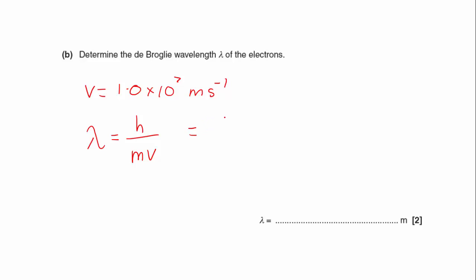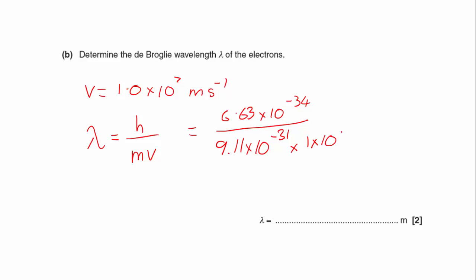So that's going to give us 6.63 times 10 to the minus 34 joule seconds divided by the rest mass of the electron, 9.11 times 10 to the minus 31 multiplied by the v, 1 times 10 to the 7, and that comes out as being 7.3 times 10 to the minus 11 meters.